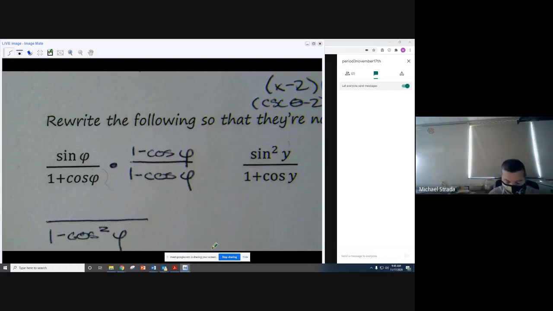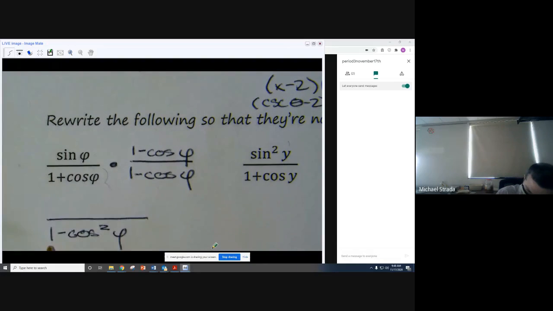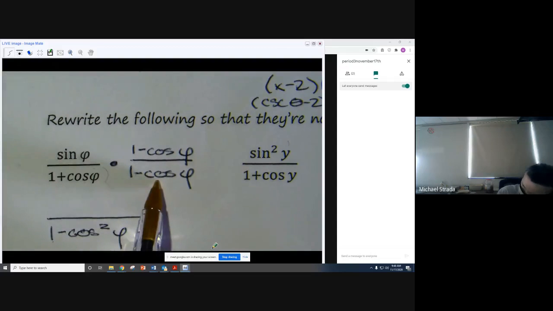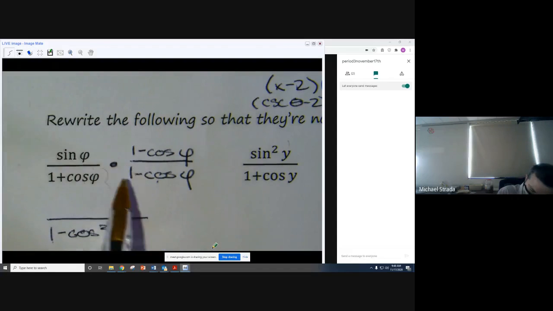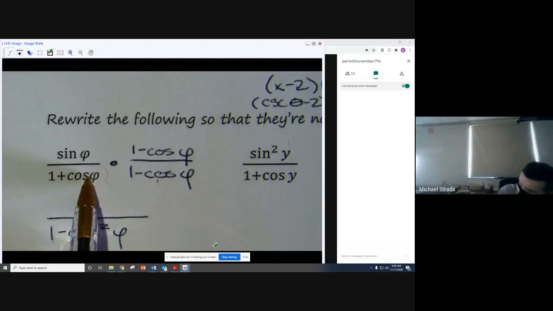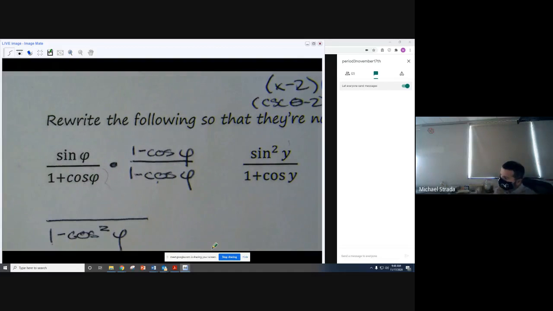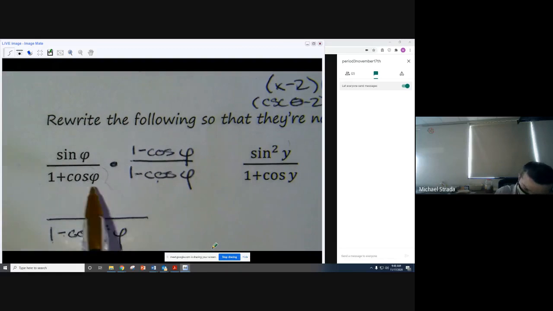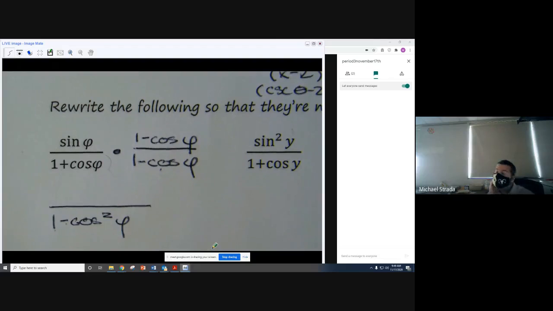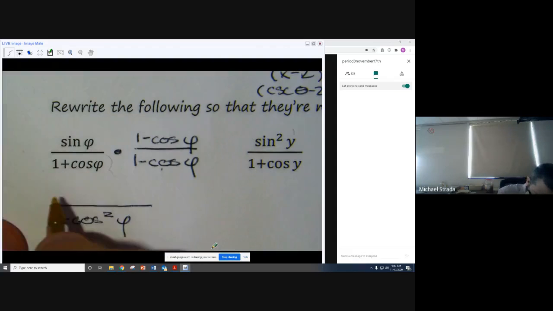How do you get that? 1 times 1 is 1. 1 times a negative cosine is negative cosine. 1 times a positive cosine is positive cosine. What's the negative cosine and the positive cosine going to do to each other? Cancel out. And then a positive times a negative is a negative. Cosine times cosine is cosine squared. Oh, that's true. I thought that was equal. Nope. Okay.